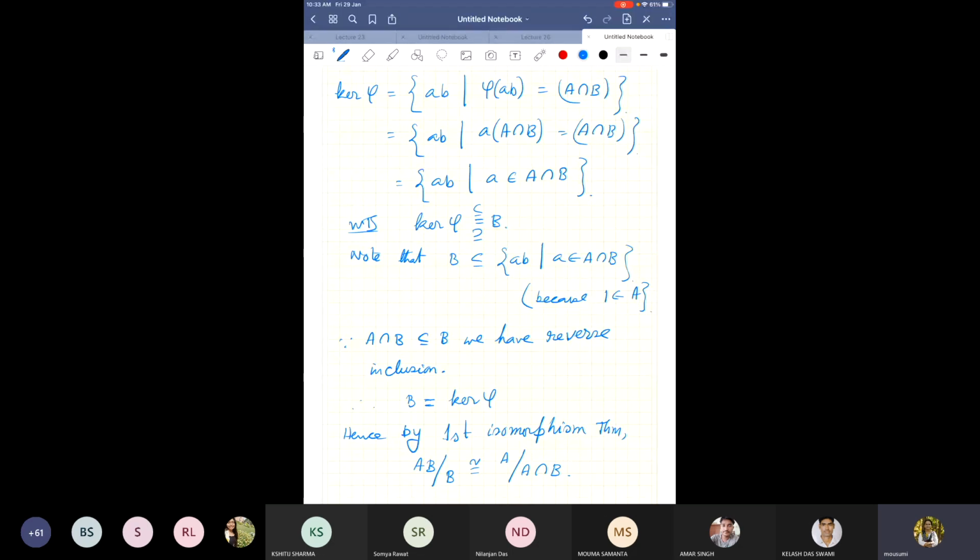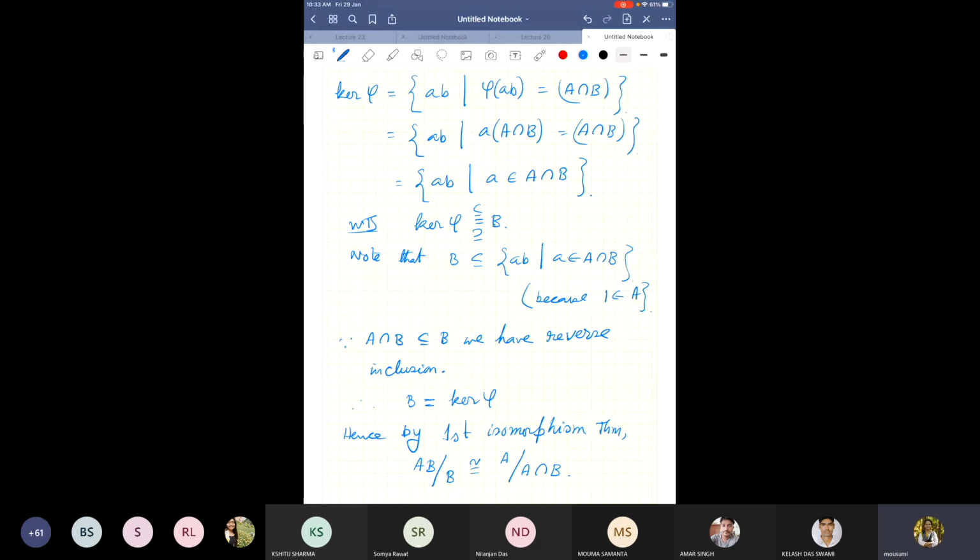So now somebody was asking why B is a normal subgroup of AB. Can you see why? Yes, ma'am. Because it is the kernel of a group homomorphism, and kernels are always normal subgroups. Therefore, this is a normal subgroup. So this is the statement of the second isomorphism theorem.